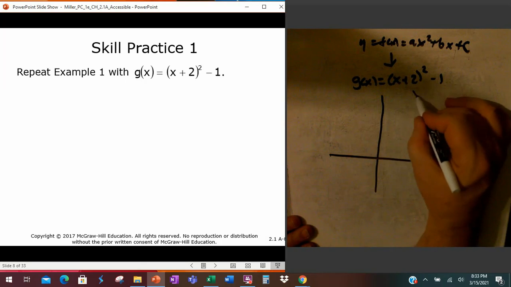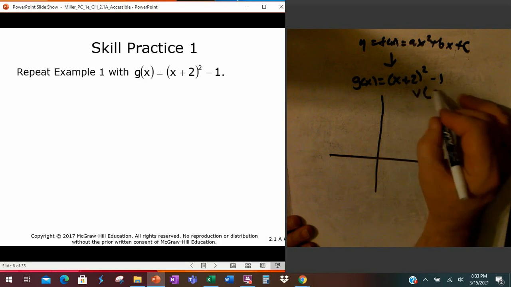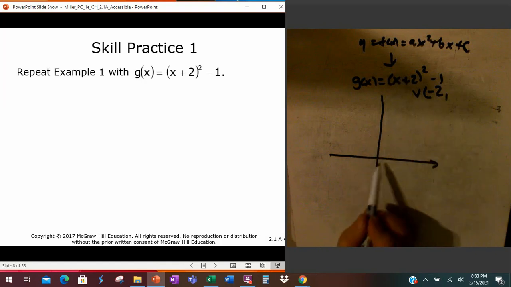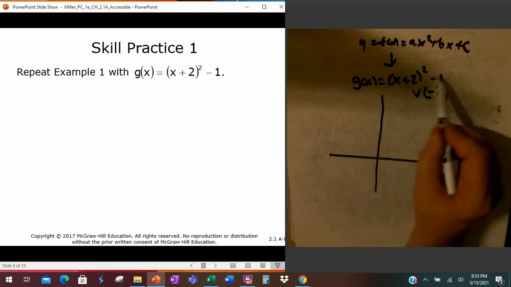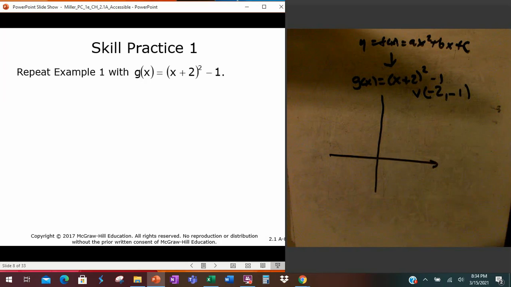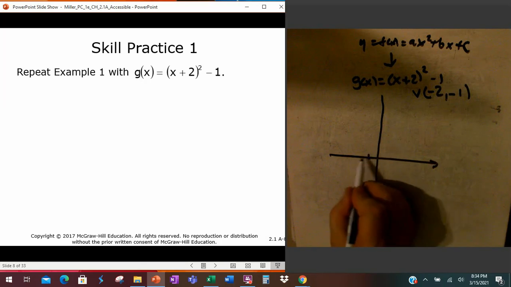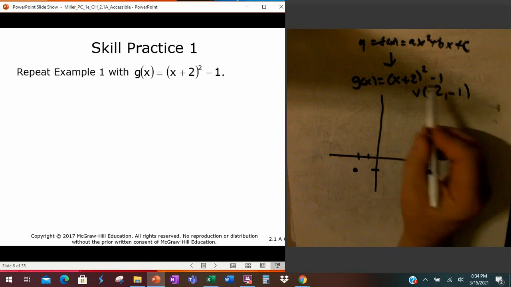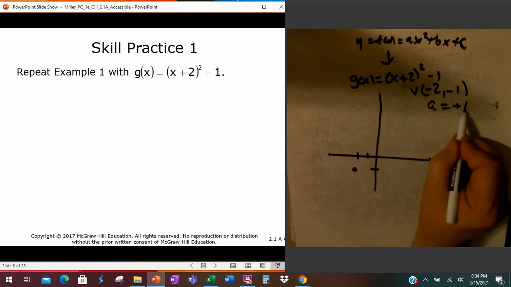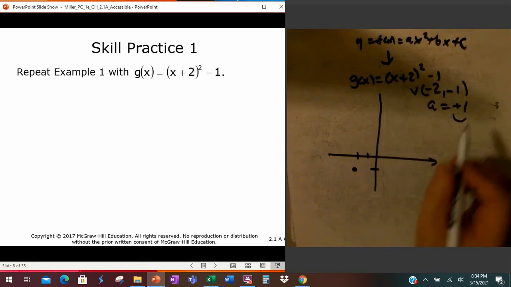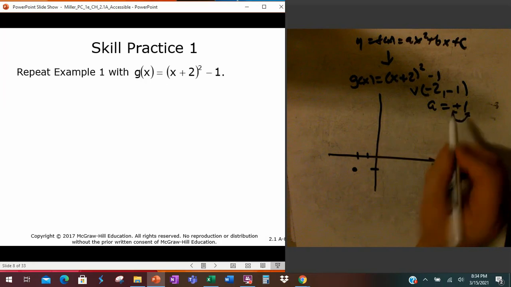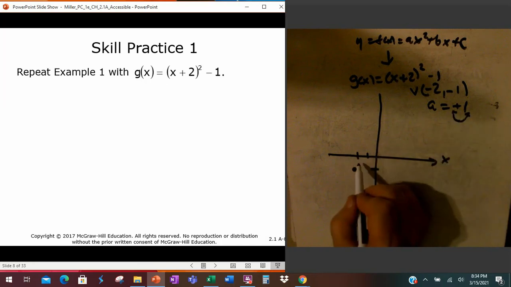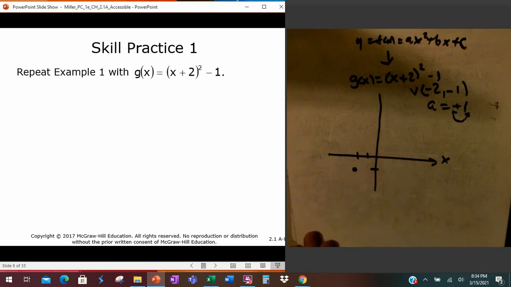I read off, once I get it here, the vertex. This is a plus, so this has got to be at -2. I've taken that basic graph and moved it to the left 2. And then there's my -1. Okay. So -2, -1, and now my a is equal to +1, opens up. So if I open up, I'm going to eventually cross that x-axis, and where it crosses, those are the x-intercepts.